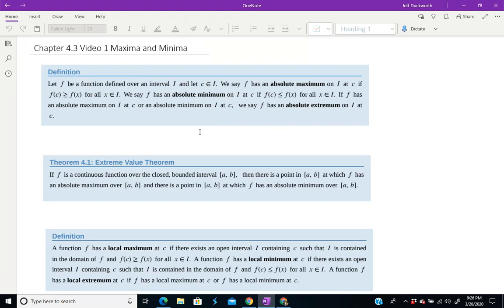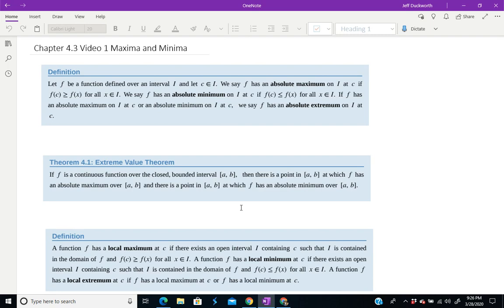So let's talk about what closed simply means: the closed brackets, which means we're going to have a lower value and an upper value, and those values are going to be included. Continuous, we know what continuous is. We've done the definition of that. Essentially, no breaks, no holes along that interval from a, our lower value of x, to b, our upper value of x.